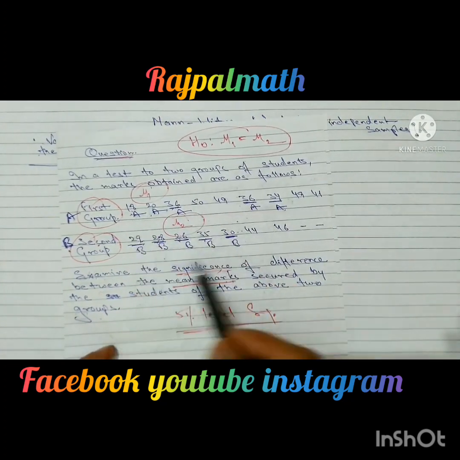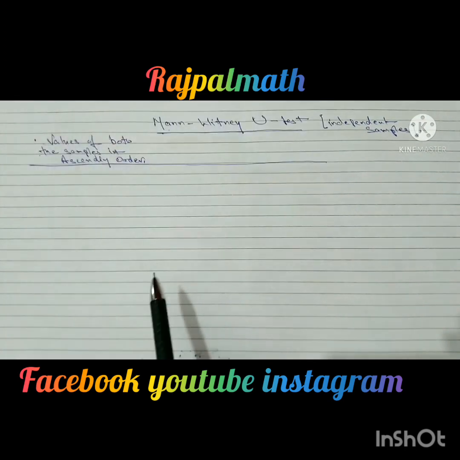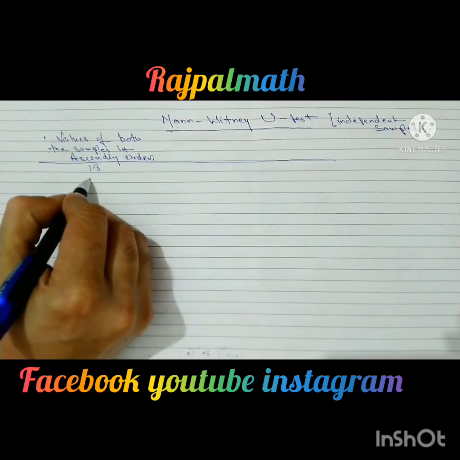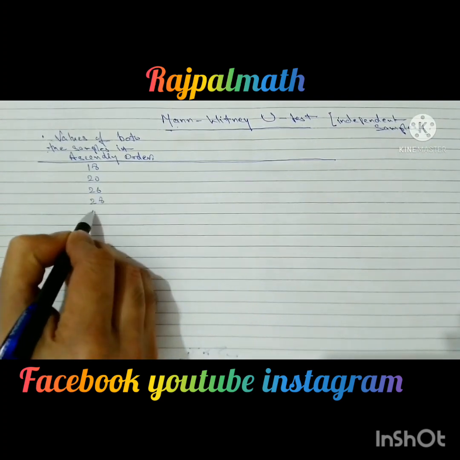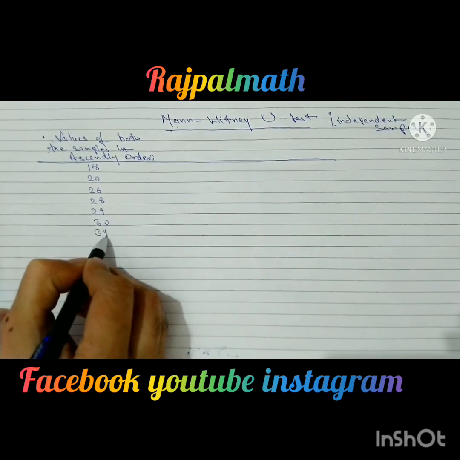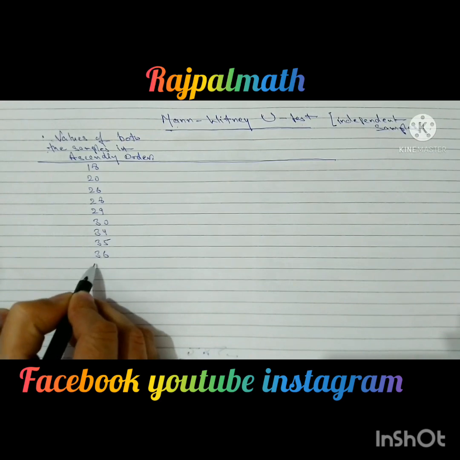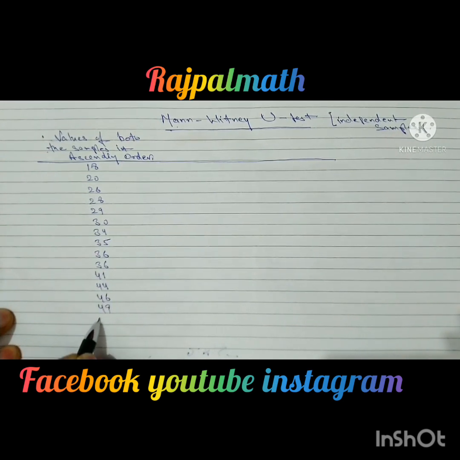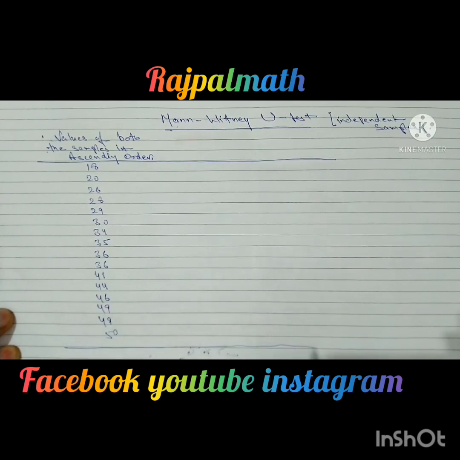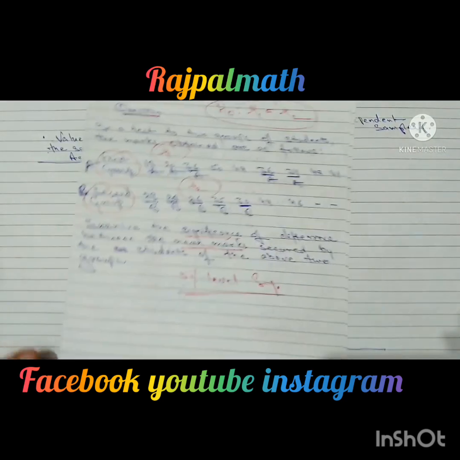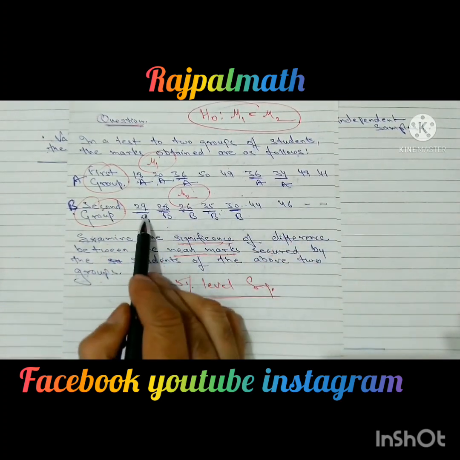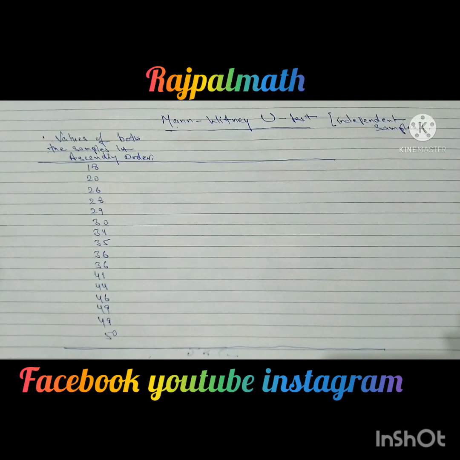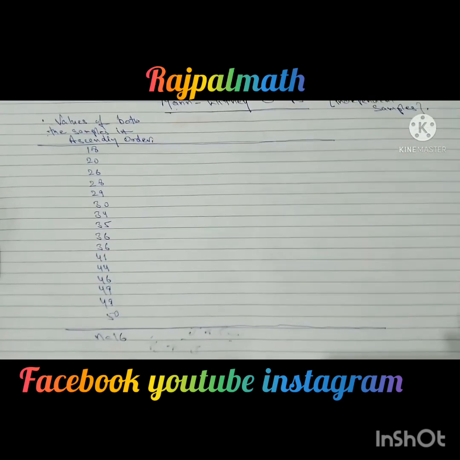We will write all the values in ascending order in one column: 18, 20, 26, 28, 29, 30, 34, 35, 36, 36, 41, 44, 46, 49, 49 and 50. Total values are 9 in the first group and 7 in the second group. 9 plus 7 is 16. Therefore, n equals 16.